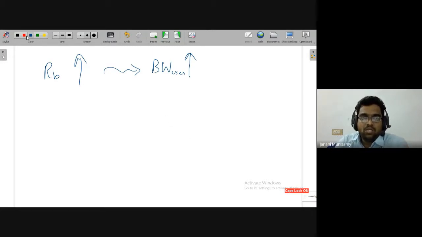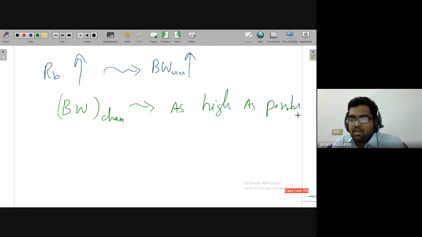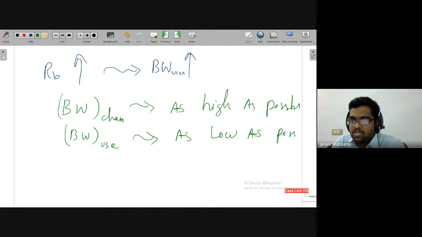Then you should also know another concept in general. The bandwidth of the channel must be as high as possible, and the bandwidth of the user must be as low as possible. Why am I saying this? Channel bandwidth is the common bandwidth. User bandwidth means the bandwidth that a particular user uses.